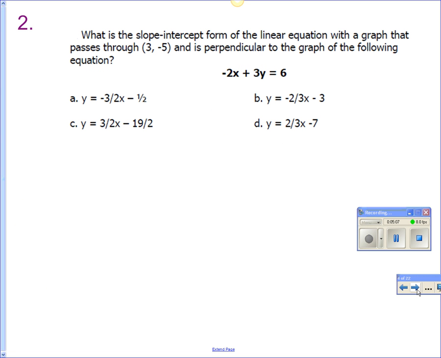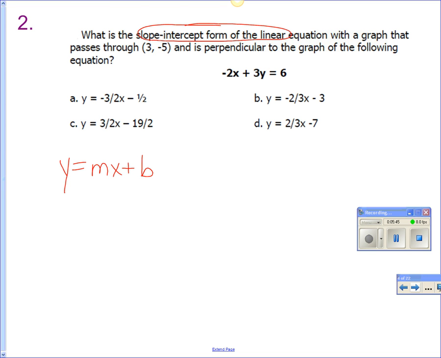All right, number 2. What is the slope-intercept form of the linear equation that passes through 3, -5, and is perpendicular to the following equation? -2x plus 3y equals 6. All right, Tamara, tell me something to circle that's important. Okay, what does that mean? What formula is that? Good. So when I circle that, I also write that formula. When I see that, I write that formula down to help me.